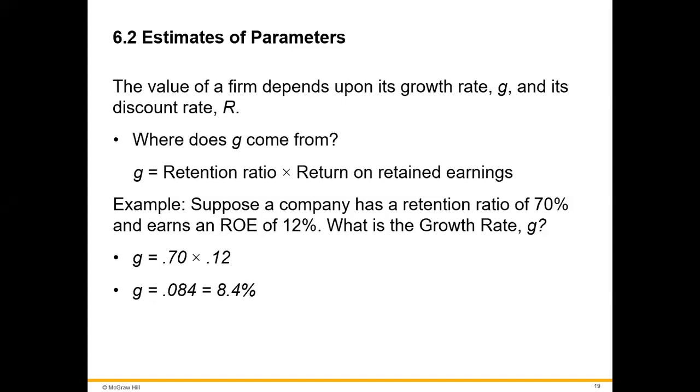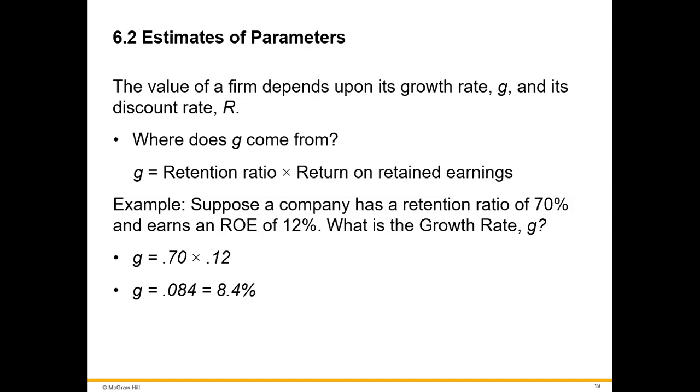So net income is the amount of money the company makes. 30% maybe goes to, well, in our example we're about to look at, part of it goes to pay dividends. Well, the other part stays in the company. So the amount that stays in the company divided by the net income gives us our retention ratio. The return on retained earnings is basically our return on equity. So if we know our return on equity, we know our return on retained earnings.